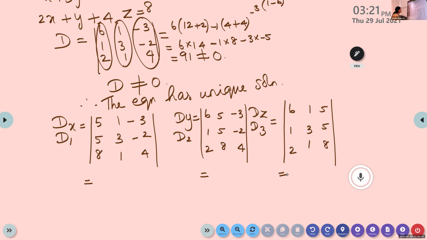So what is Dx or D1? Dx, otherwise we denote it as D1. Dy or D2, Dz or D3, all are equivalent, children. In your question paper, sometimes instead of Dx they will use the notation D1, D2. D1 means the determinant got by removing the first variable's coefficients, that is the first column. Y coefficients are in the second column.